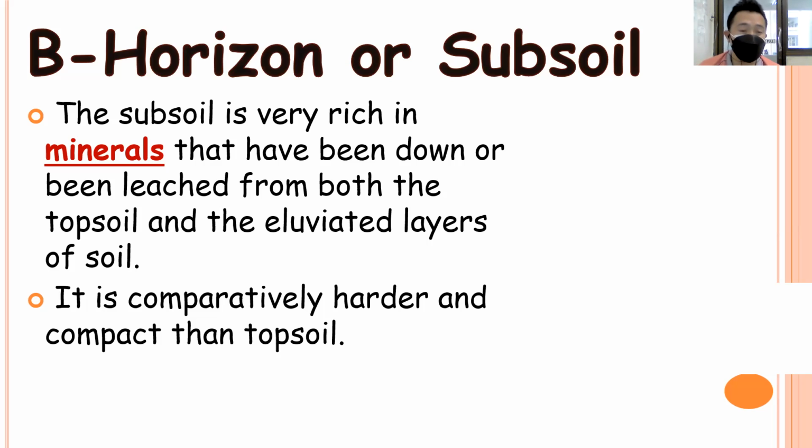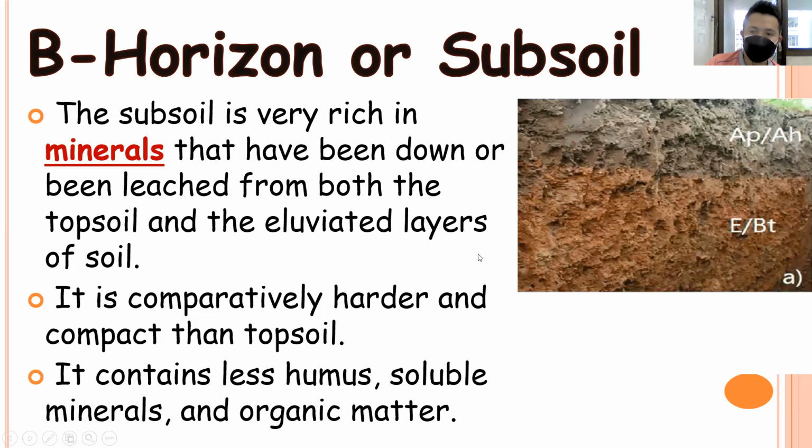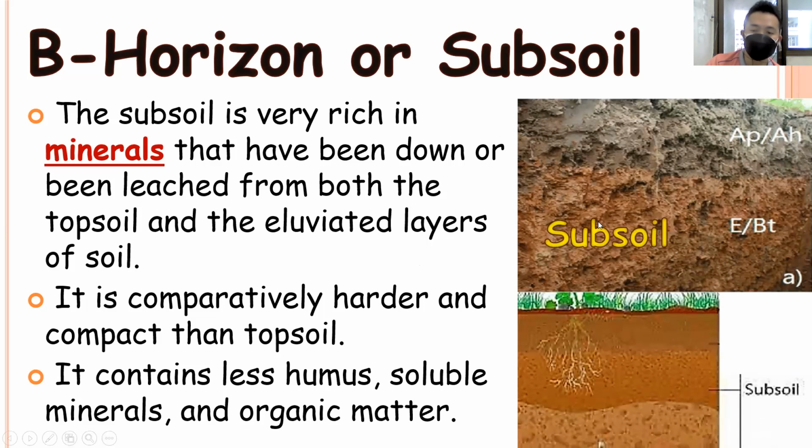If you're going to hold the topsoil, which is the A horizon, in your hand, of course, you can feel the porous. It's porous-like type of soil, but this soil, the B horizon, which is the subsoil, is compact. It contains less humus, soluble minerals, and organic matter. See that? This is the layer, the subsoil.